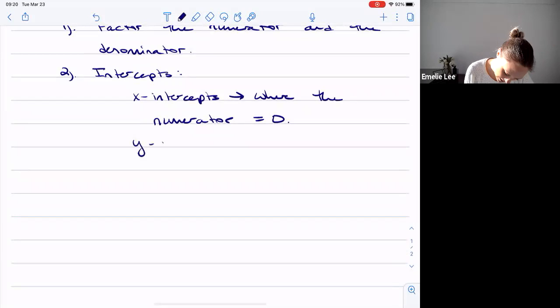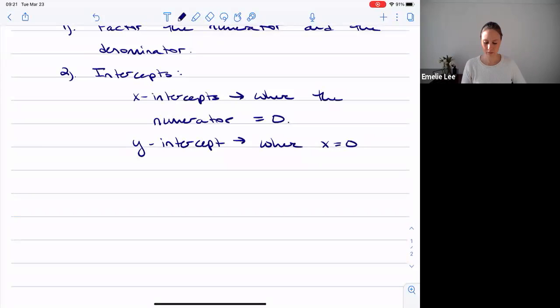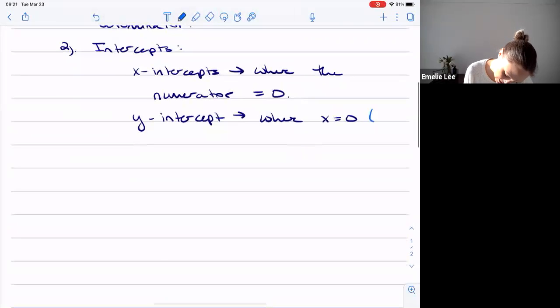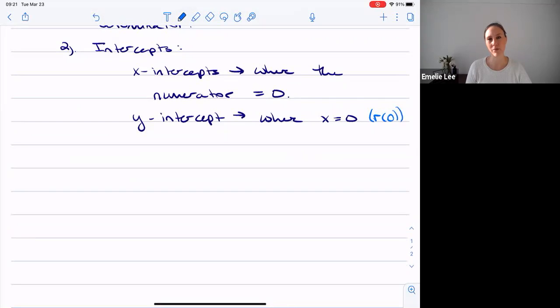And then the y-intercept is where x is equal to 0. So what you do is you have r of x equal to y, and really what you're actually finding here is r of 0. Evaluate that rational function when x equals 0.